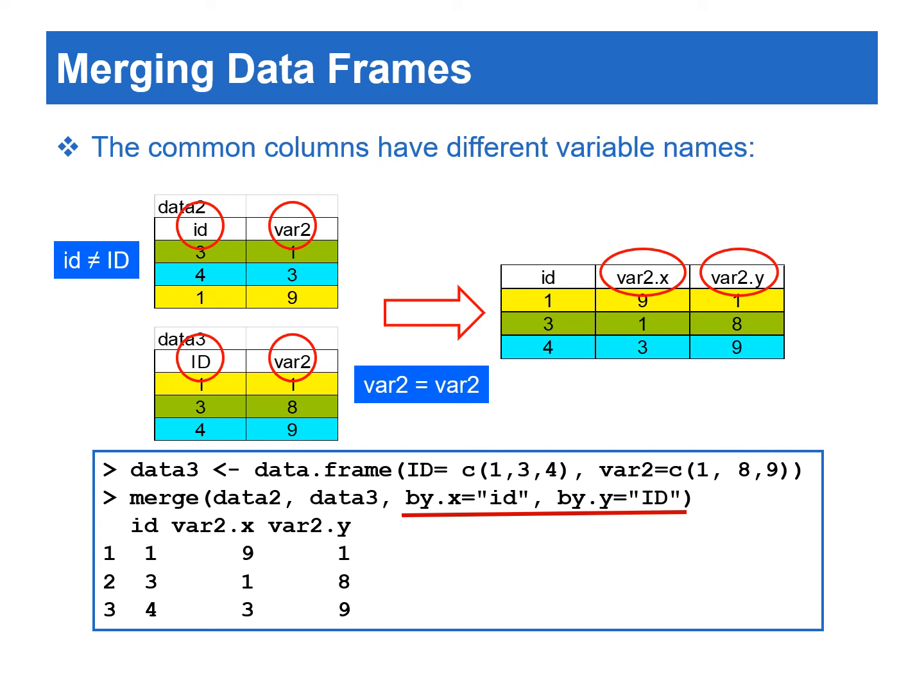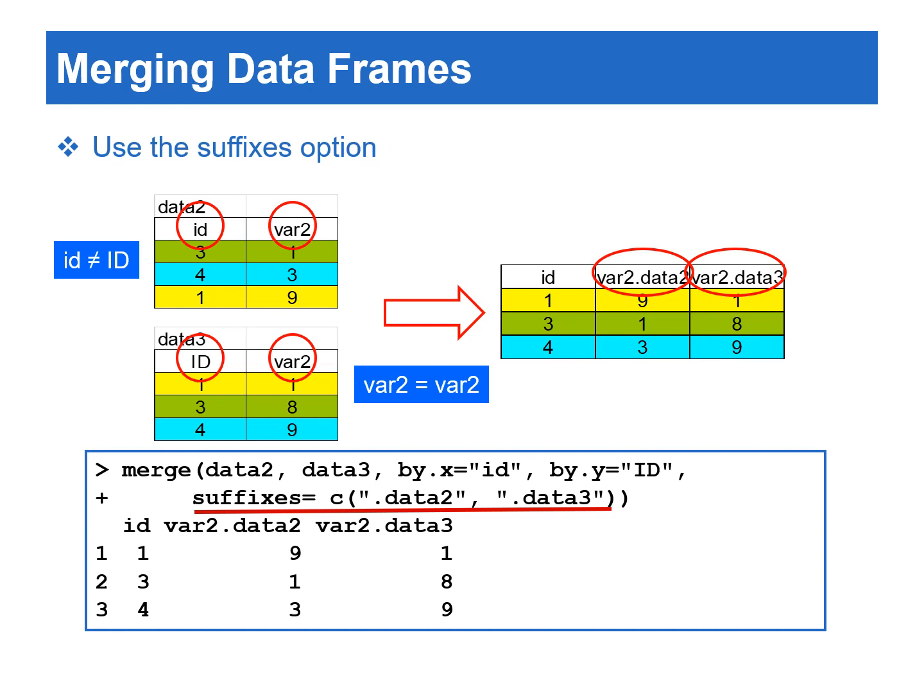The suffixes .x and .y are placed after var2 to indicate which variable is from which data frame. If we want to better control what suffixes to use, we can add our own suffixes by using the suffixes argument.